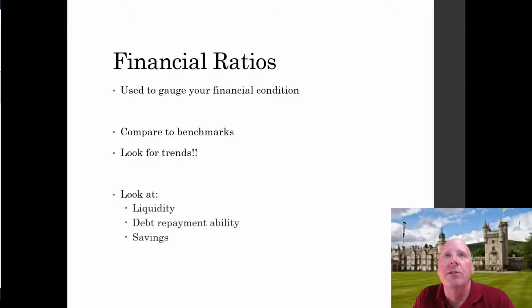The three main ratios we're going to look at in this section are liquidity. We're going to look at how much money you have on hand to meet your emergency needs. We're going to look at your debt repayment ability. And we're going to look at how much you're adding to your savings and investments.